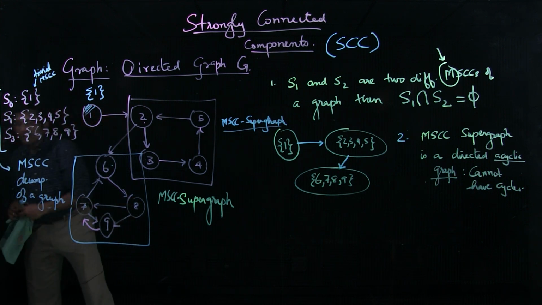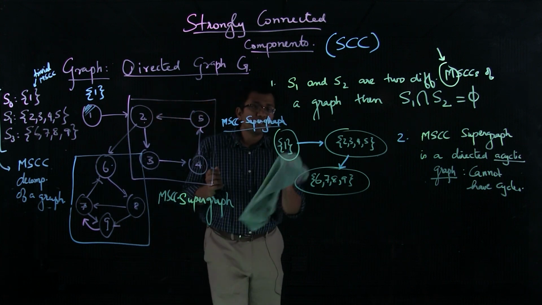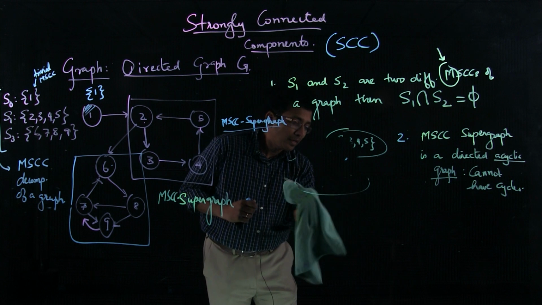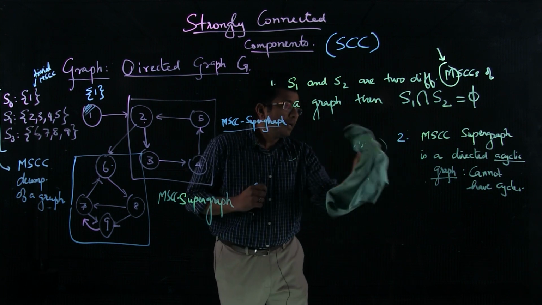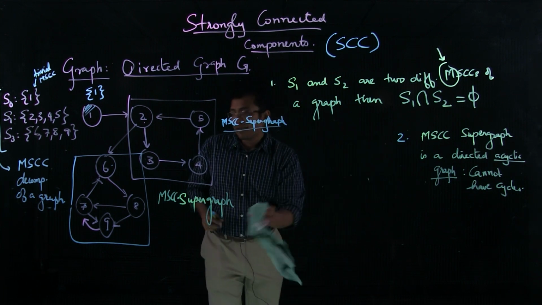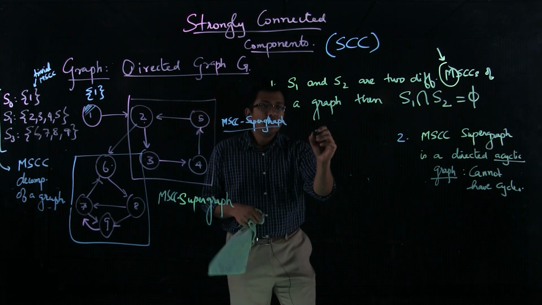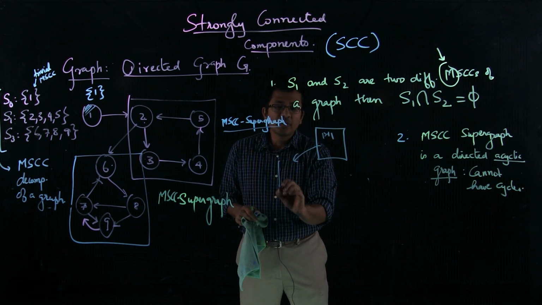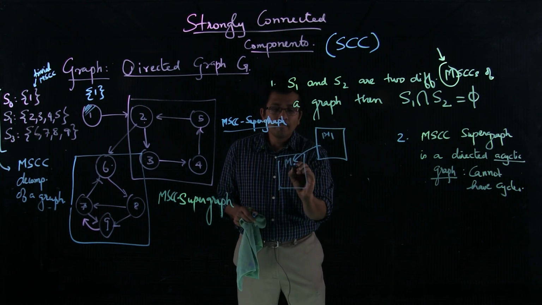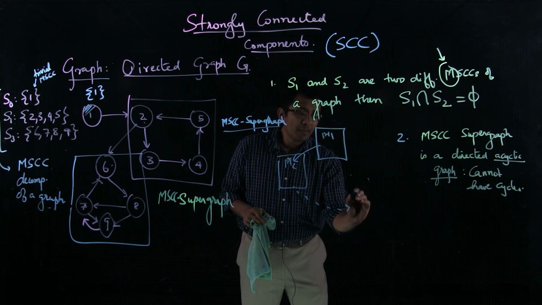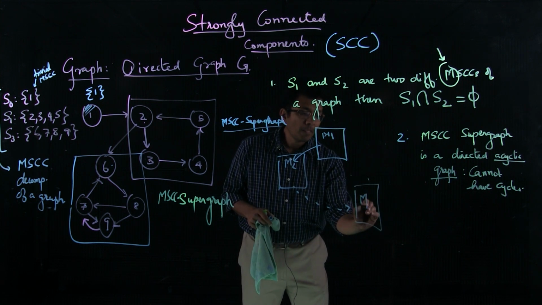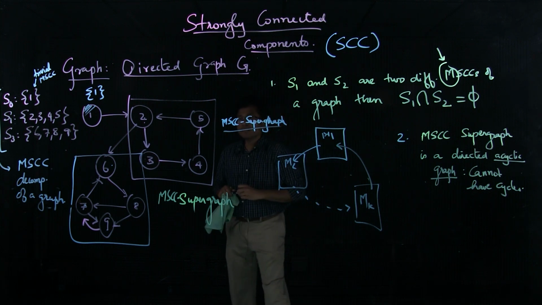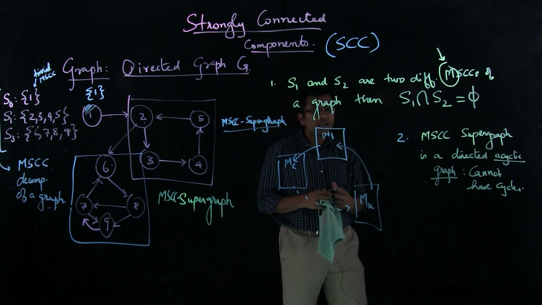Why cannot it have cycles? Well, let us imagine that your MSCC supergraph had a cycle. Okay, so there was a cycle. So what does it mean? It means that in some graph you could go from, let me say, some MSCC M1. Let's say I could go from there to M2, all the way to some Mk, back to M1. Okay, so suppose there was a cycle in this graph, in this supergraph.